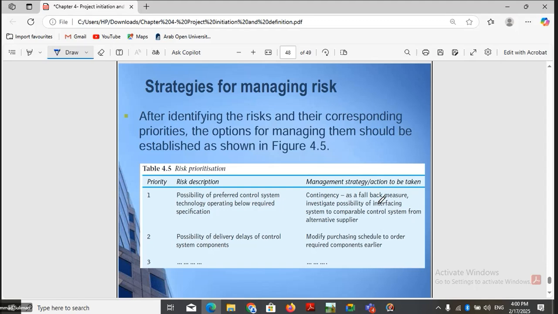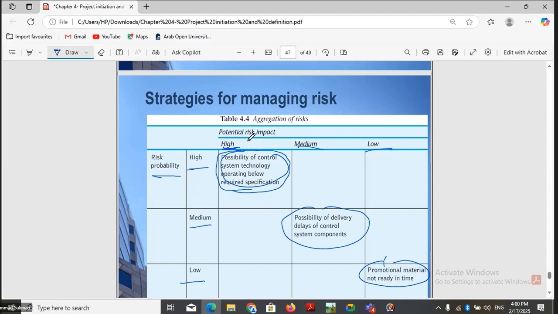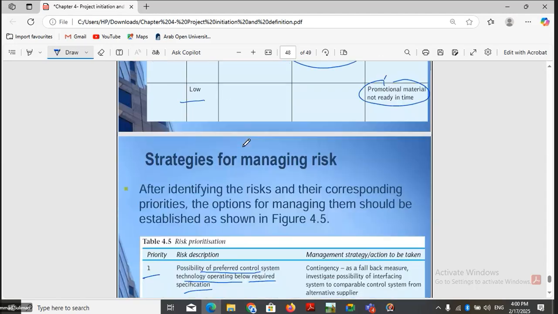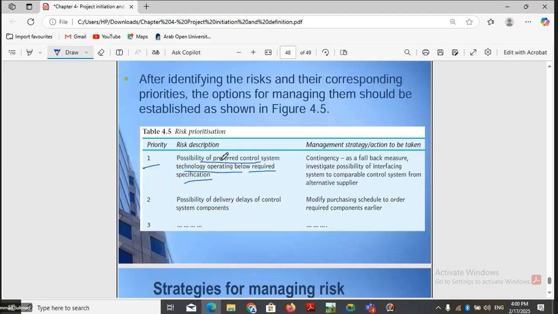So we can create a table like this called risk prioritization, where we can set up a priority of 1, 2, 3, 4, 5, 6, a sequential priority with the risk description and what is the management strategy or action to be taken for these risks. For example, here the first priority, possibility of preferred control system technology operating below required specification. This risk has a high probability, and it has a high impact. So we prioritize it as the first risk.